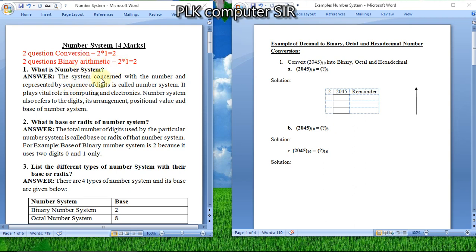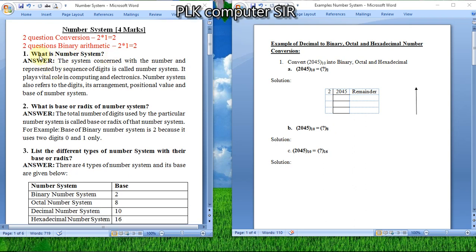Okay, a little bit of theory we are going to discuss right now, then we will come to the numerical problems. Number 1, what is number system? Answer: the system concerned with numbers and represented by a sequence of digits is called number system. It plays a vital role in computing and electronics. Number system also refers to the digits, their arrangement, positional value, and base of the number system. These are the bases on which a number system depends. And obviously it plays a very important role in computing as well as electronics.